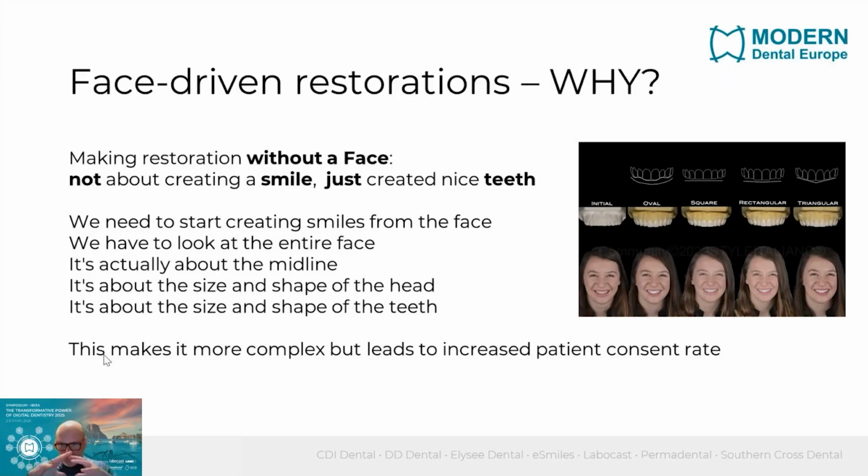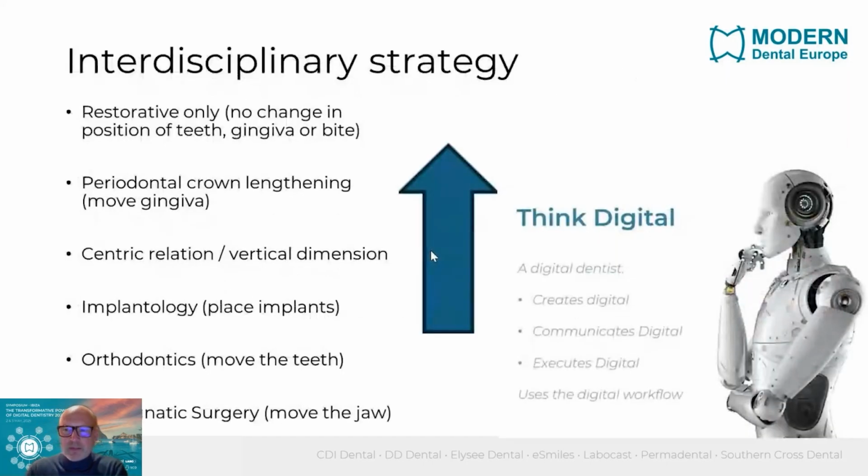We have to look at the shape of the entire face, at the midline, the reference planes, and then decide on this to determine the proper size and shape of the actual teeth in the design. It makes it maybe a little bit more complex, but using these new software tools, it's quite a straightforward, easy procedure. We use the golden ratio, and this really leads to better treatment plans, better smile designs, and increased patient acceptance.